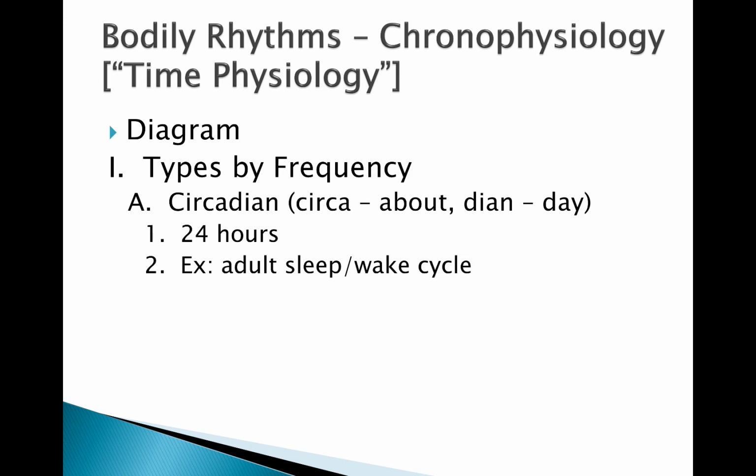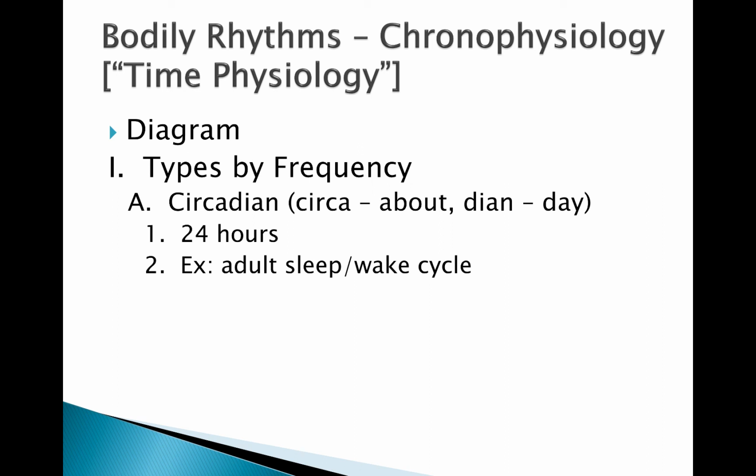So an example on that would be the adult sleep-wake cycle. It occurs over a 24-hour period. Another example would be the production of certain hormones. One example on that would be like cortisol or melatonin, which is really important in the sleep-wake cycle.